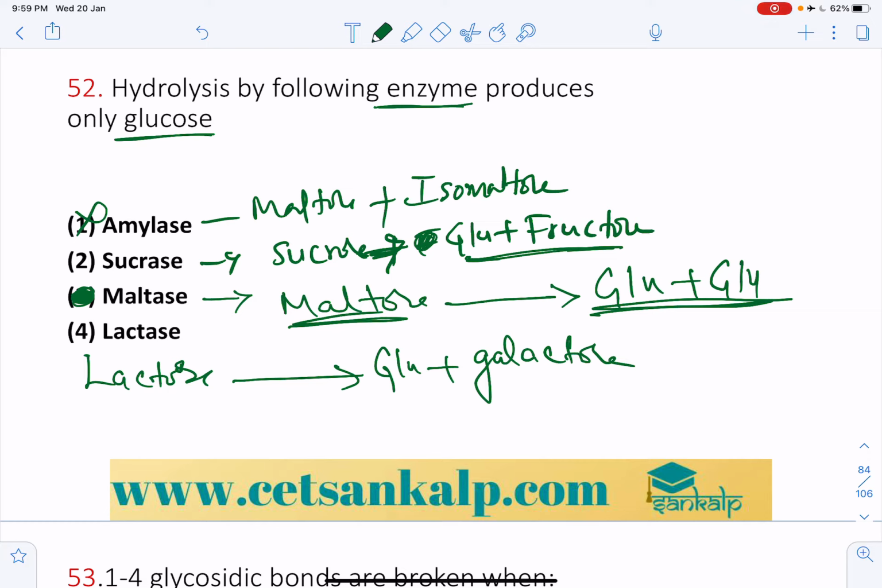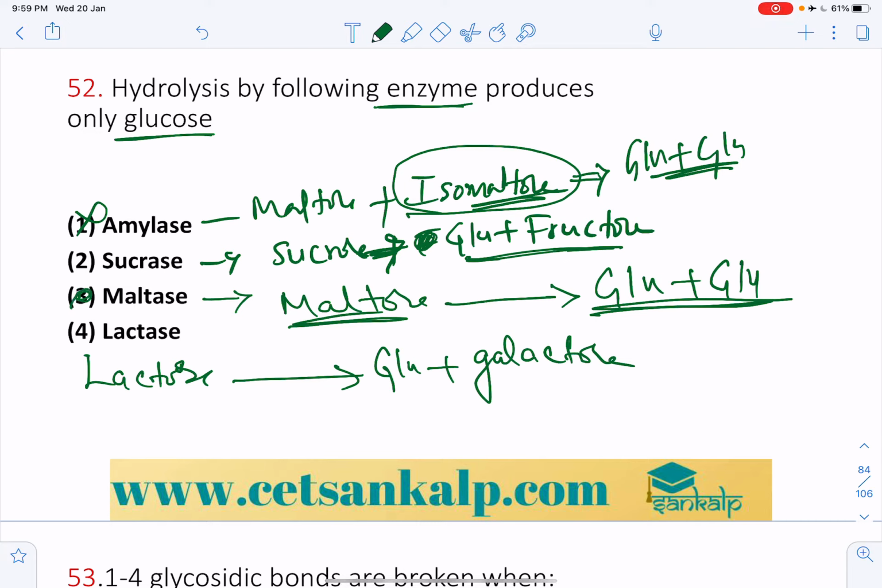Along with that we can also mention isomaltase, but it is not given in the options. Isomaltase acts on isomaltose and produces glucose and glucose, but it is not given in the option. We can select maltase as the enzyme which produces only glucose.